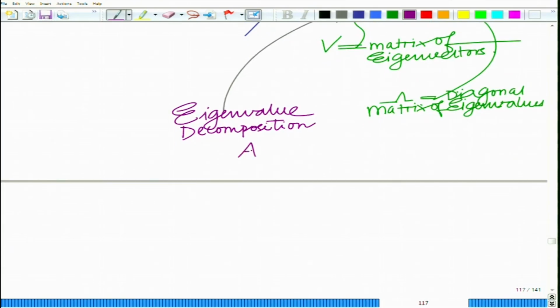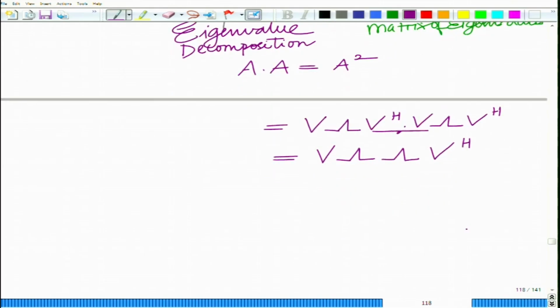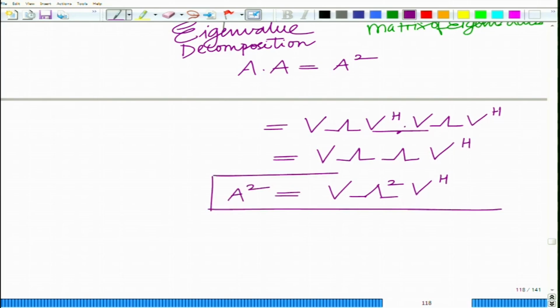For instance, if you want to compute A into A, which is A square, you can write it in terms of V lambda V Hermitian into V lambda V Hermitian, which is equal to, now V Hermitian V is identity, so V lambda lambda V Hermitian equals V lambda square V Hermitian. So, this is A square.